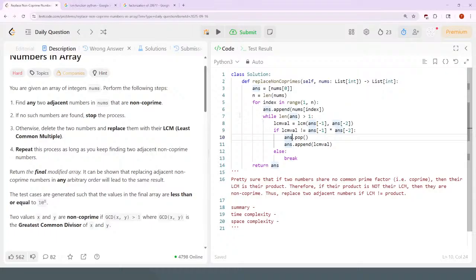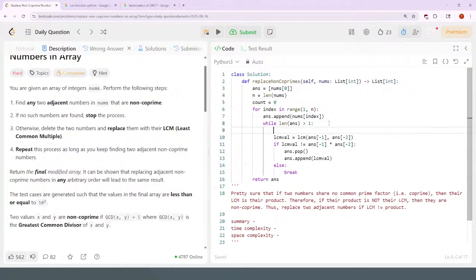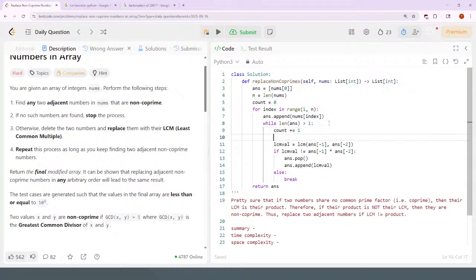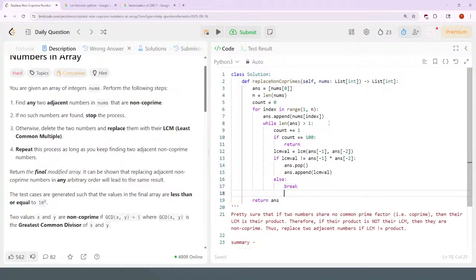Yeah, I think so. You could say count equals 0, count plus equals 1, if count equals 100, break, or just return really. Let's go ahead and print out each time.